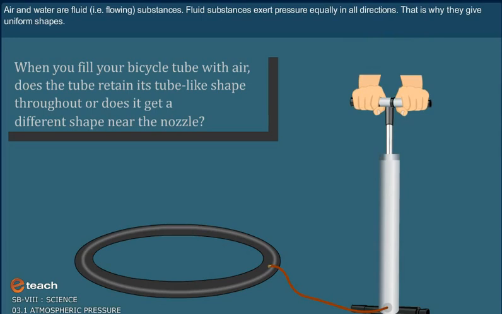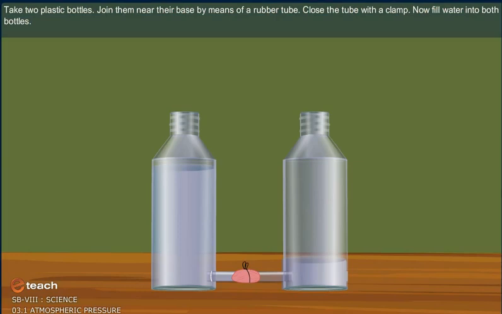Now, take two plastic bottles. Join them near their base by means of a rubber tube. Close the tube with a clamp. Now fill water into both bottles. Fill one bottle completely and the other just a little above the rubber tube. Watch the level of water in the two bottles and what do you see?